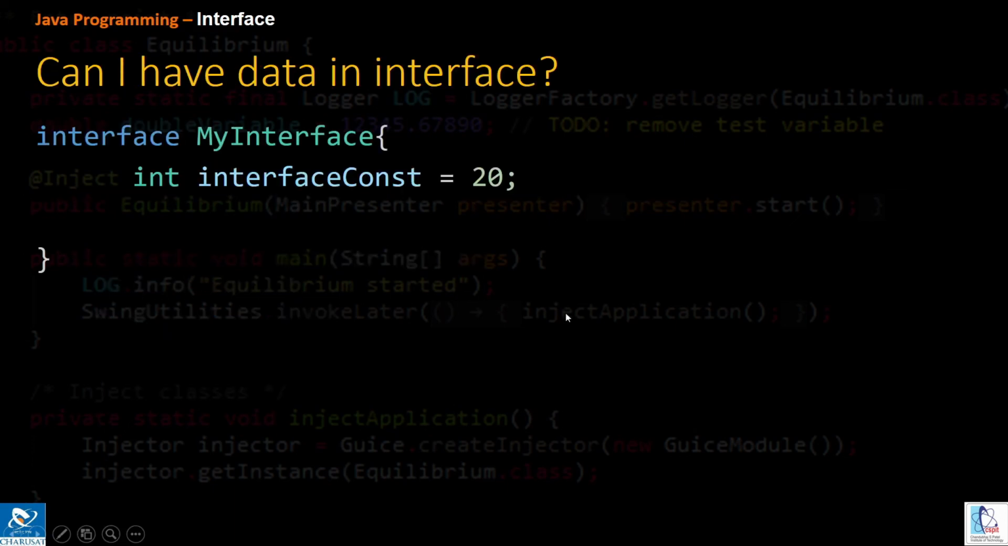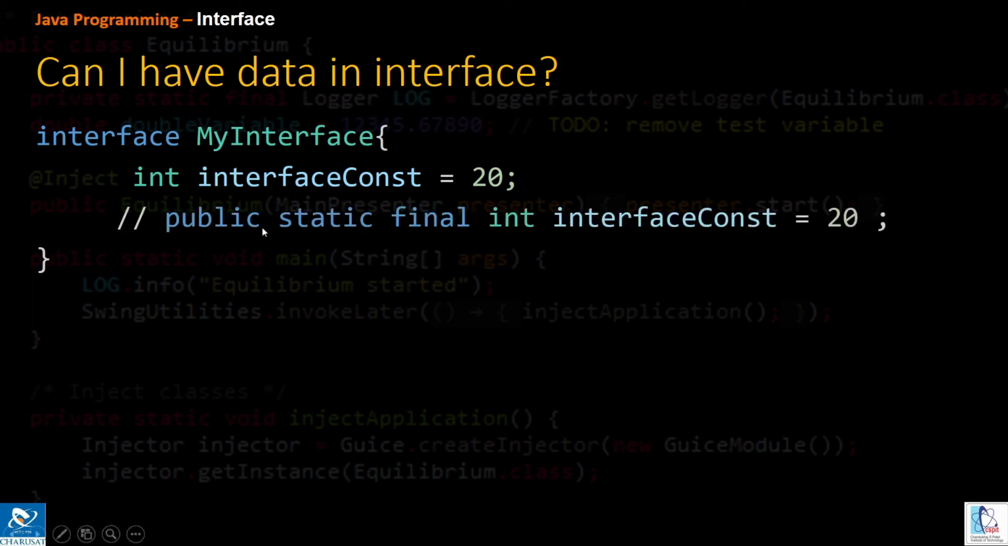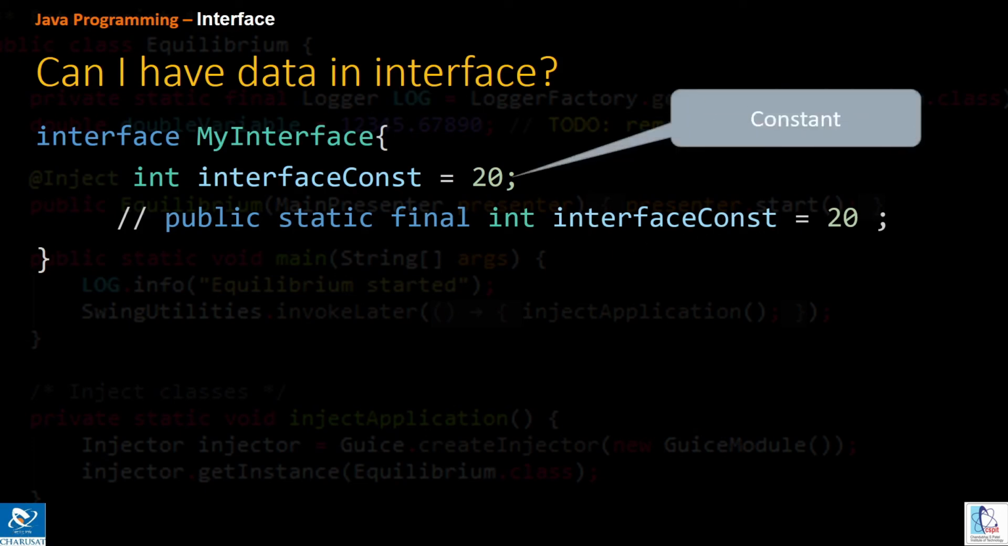Can I have data in the interface? Yes, we can declare data like this, but the data would be constant. We'll come back to this later on. The important point is that the data is implicitly declared as public static final int followed by the data name. So this is ultimately a constant.